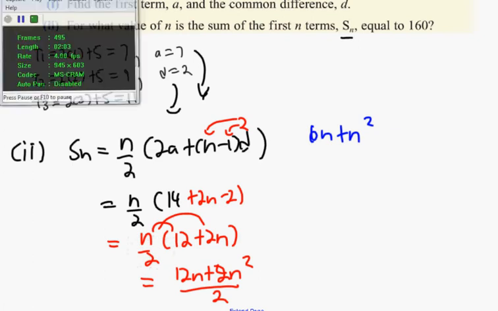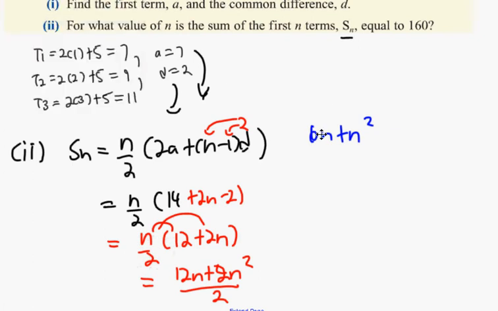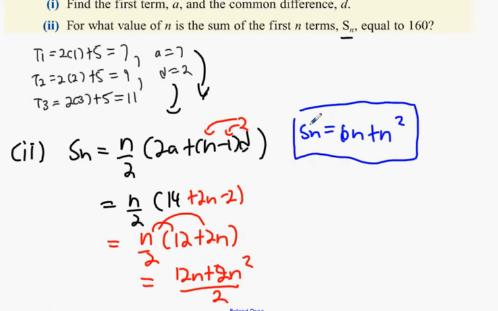So what we have here, guys, is Sn equals 6n plus n squared. What does this formula do in the context of this question? It tells you the sum of all the terms. If I put down S3 as an example, when I replace n with 3, it will tell me what T1 plus T2 plus T3 is. It will tell me what the three of them added together will be.